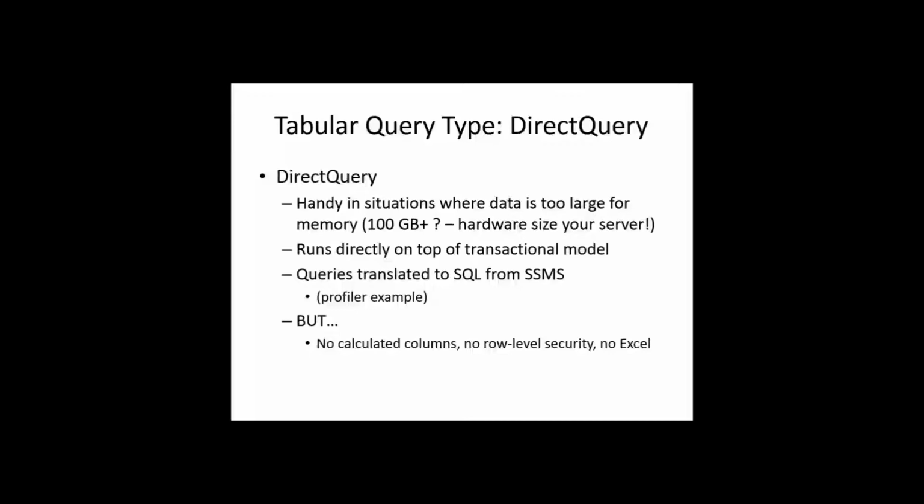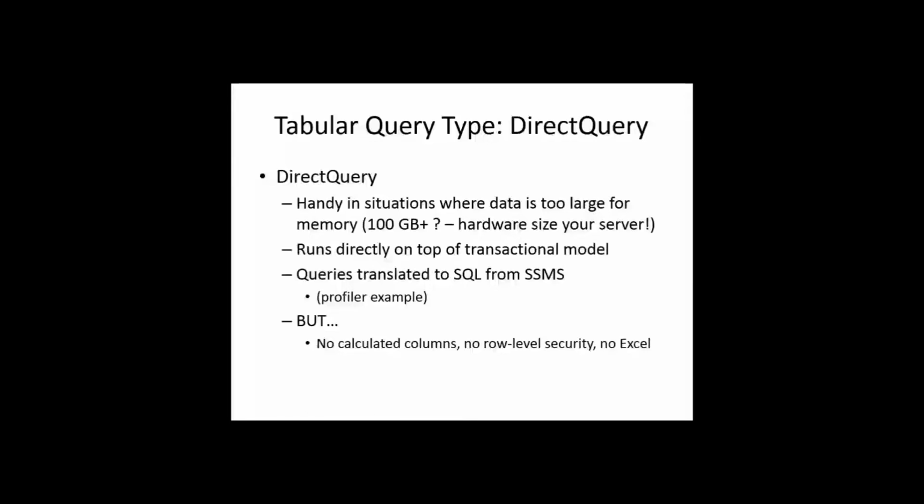Another nice thing about DirectQuery is it runs directly on top of your transactional model. So your queries are translated to SQL from SQL Server Management Studio. However, with that being said, there are no calculated columns. You can't do row-level security. And most importantly, you can't use Excel to browse the model. The reason is that Excel translates everything into MDX, and you cannot translate it from Excel into the SQL that it needs to pull from the table.